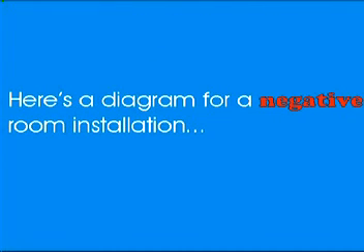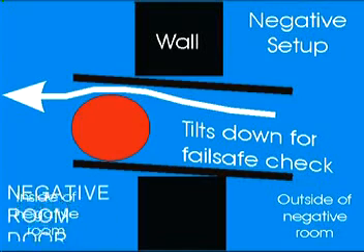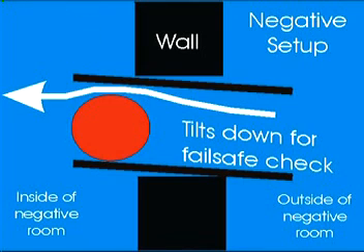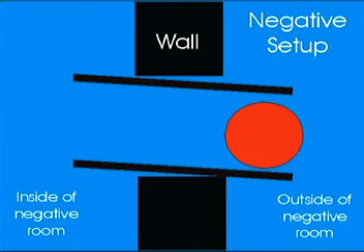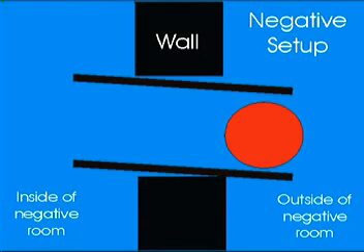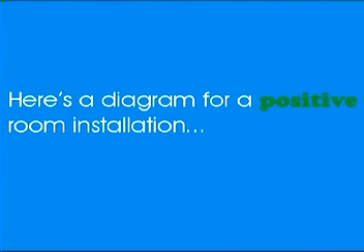Here's a diagram for a negative room installation. Notice how the tube is tilted down towards the outside of the room. When the door is closed, the ball is sucked up into the room. It can be seen on the inside. When the door is opened, gravity rolls the ball down the incline because the pressure differential is nearly equalized between the room and the outside corridor or anteroom.